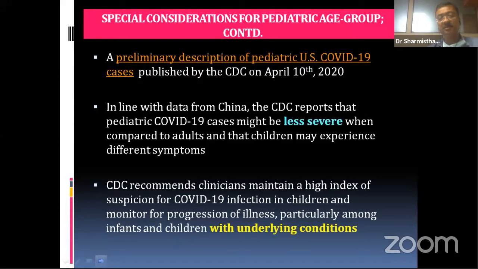And it is seen that pediatric cases are reported to be less severe compared to adults. And the CDC recommends clinicians maintain a high index of suspicion for COVID-19 infection in children and monitor for progression of illness, particularly among infants and children with underlying conditions.